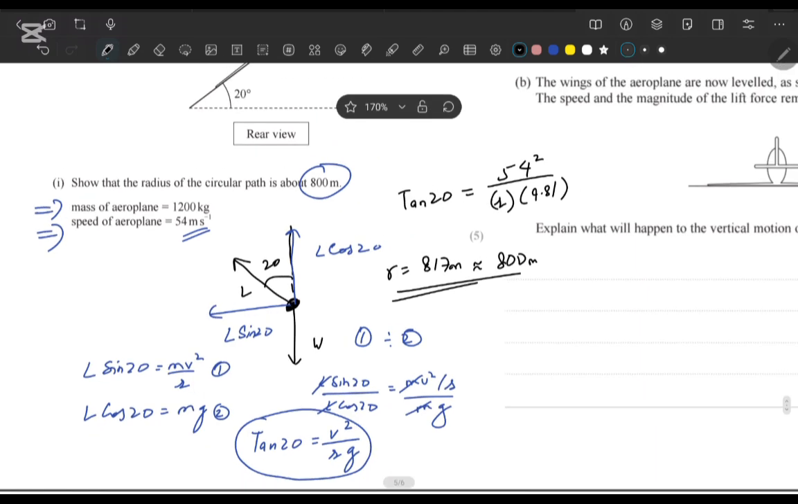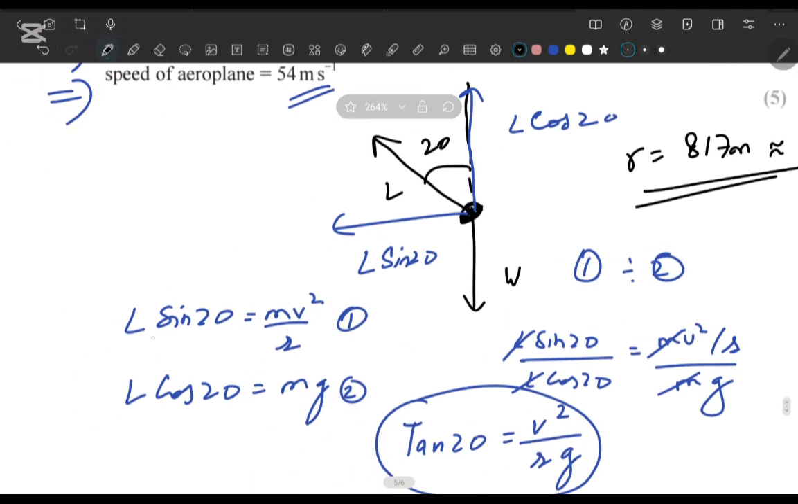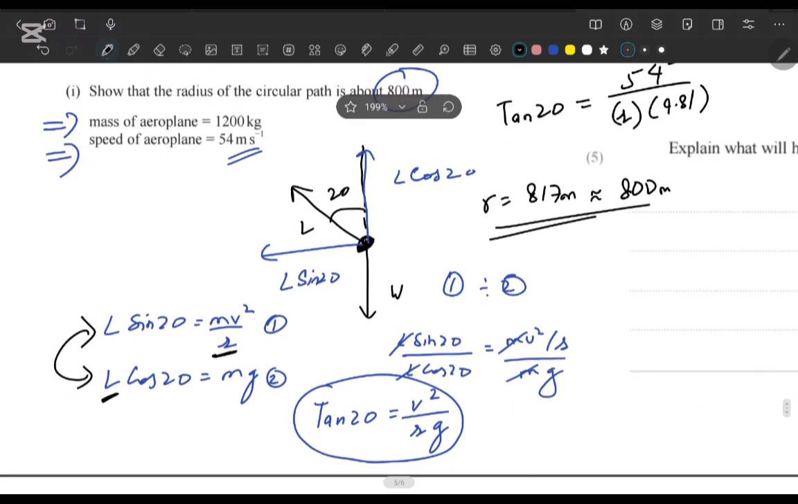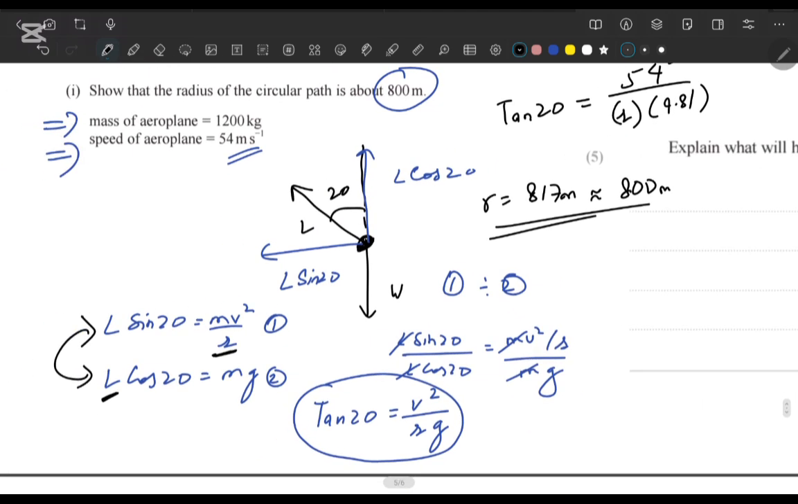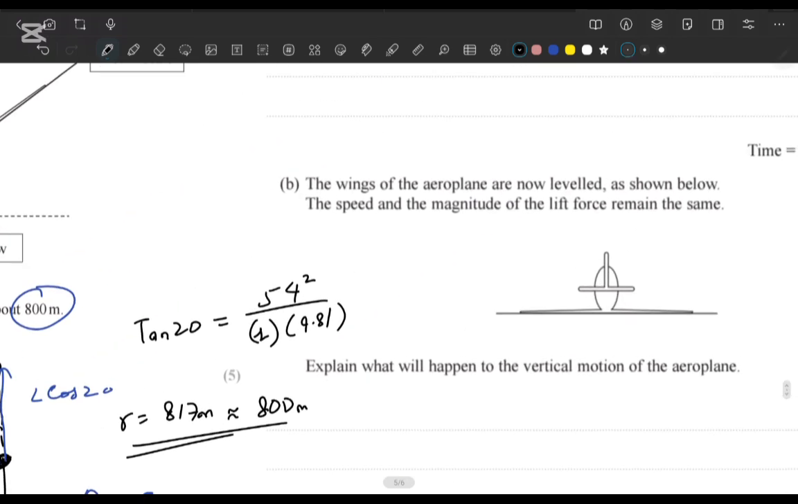You can do it other ways as well. You can actually find the value of the lift force and then find the value of r. You can solve it simultaneously as well. Totally fine. Go for it. You'll get all the marks. I did it a bit quicker by dividing the equation. It's up to you, whatever suits you.